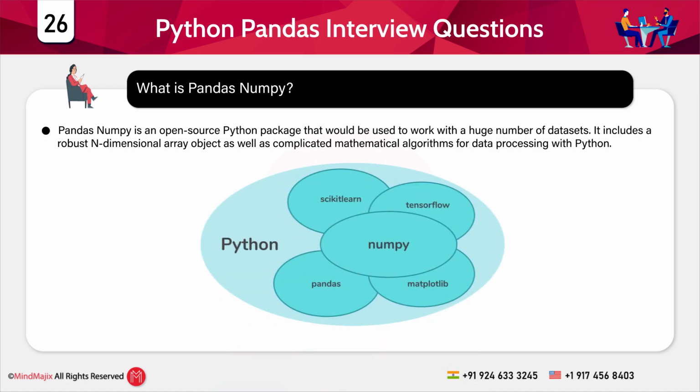The next question is, what is Pandas NumPy? NumPy is an open source Python package or library that is used to work with huge numbers of data sets. It includes a robust n-dimensional array object as well as complicated mathematical algorithms for data processing with Python. With NumPy, you can do Fourier transformation, linear programming, and pseudo-random capabilities. It also includes integrated tools for C or C++ and Fortran programming languages.